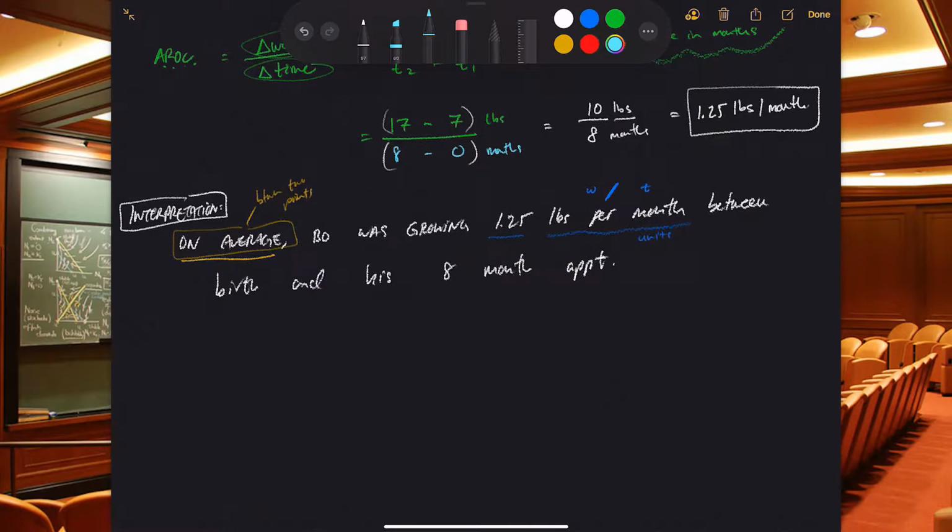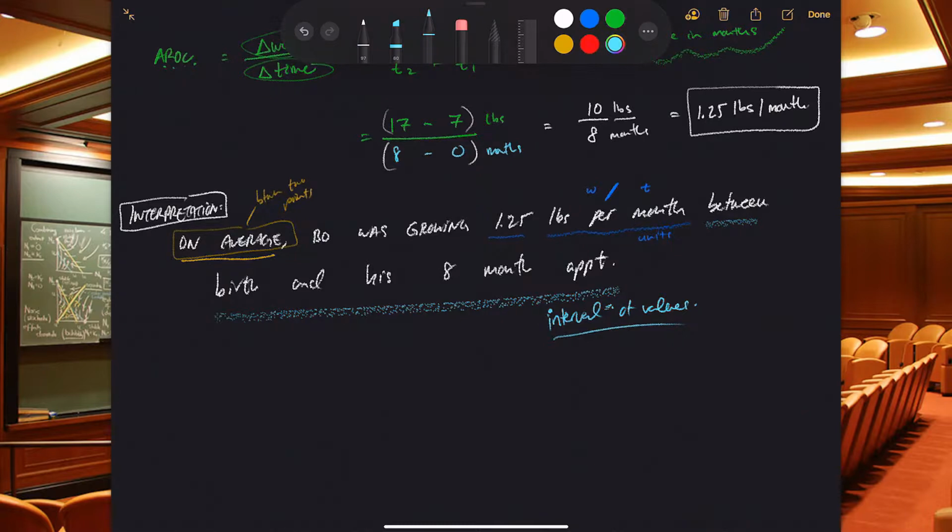And then the last part here, between birth and his 8-month appointment, this tells you the interval of values. Super important for the same reason I said before, that this is only really accurate during these 2 times, and it's still a limited interpretation, but we want to say that this doesn't apply outside of the 0 and 8-month appointments, because something might happen that's different from month 8 to 10 or something like that.